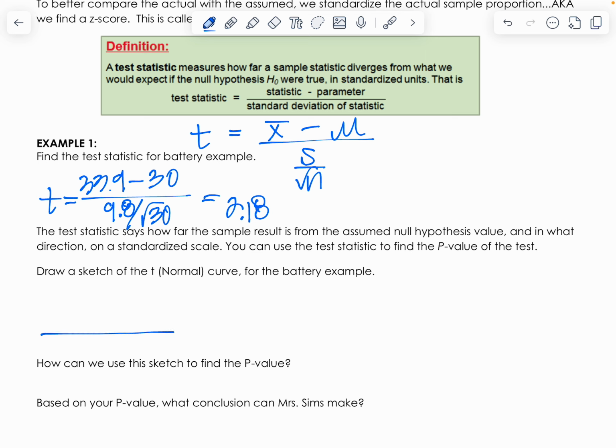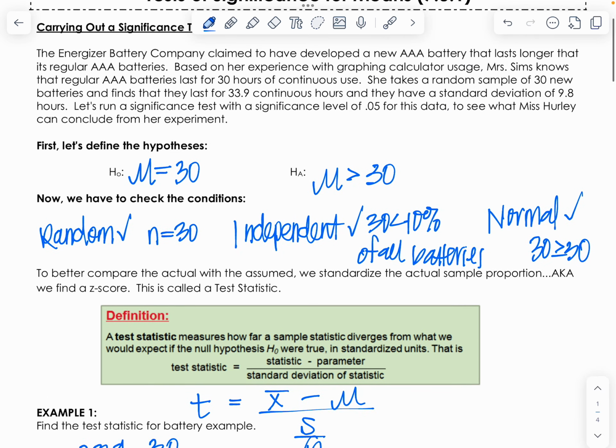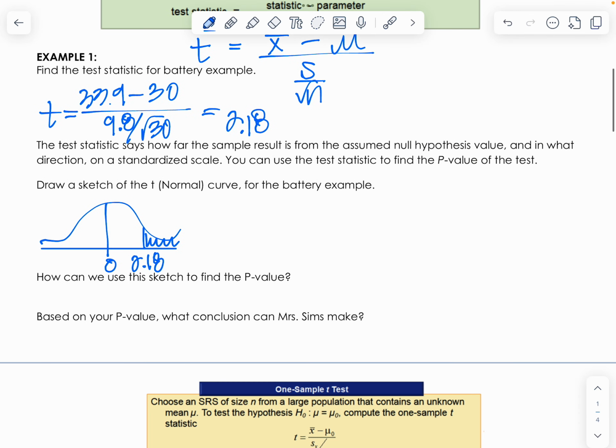So now here's our normal curve, centered at 0. We've got 2.18. We shade to the right because our alternate up here said that mu is greater than 30. And so we use the sketch to find the p-value. Instead of normal CDF, which we used because we had a z-score, now we're going to do t-CDF because we have a t-score. In t-CDF, if you hit second vars on your calculator, it is option 6. It still asks for a lower and an upper.